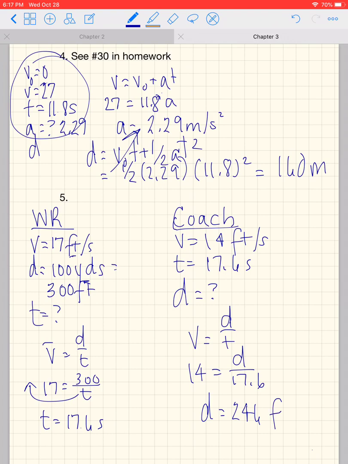246 feet. So he's running 54 feet fewer than the wide receiver, or he's starting 54 feet into the field as they start.